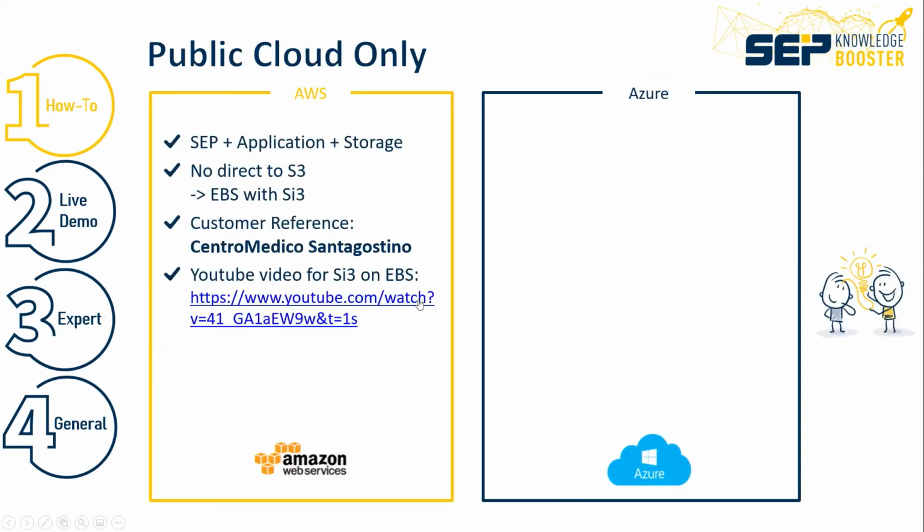Yeah, and therefore we have already created a YouTube video to show how to set up an SI3 data store on an AWS EBS storage. And that's something you can see in this video. And here is the link. It's about 20 minutes describing exactly how to set up the EBS and how to set up the SI3 data store there.